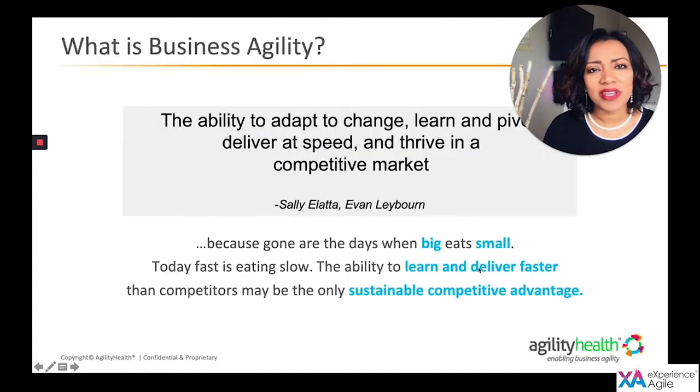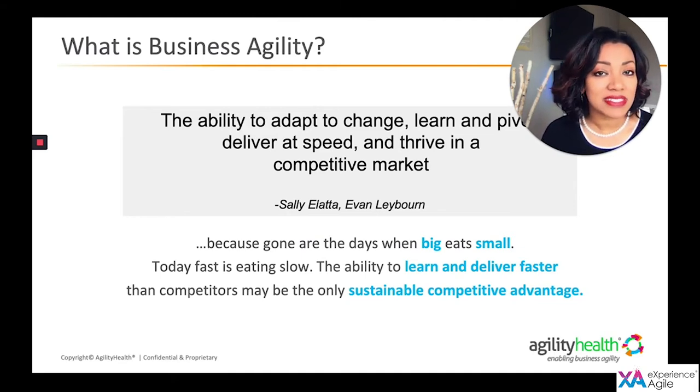Let's start with the definition. What is business agility? Many times when I ask people what business agility means to them, they use words like speed, ability to pivot, ability to learn, react to the market, stay competitive. So I took a combination of these words that came from a lot of these workshops, and we put together this definition, jointly created by myself and Evan Leybourn, with the combination of all the people that provided feedback.